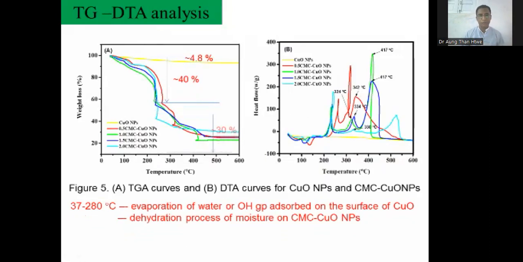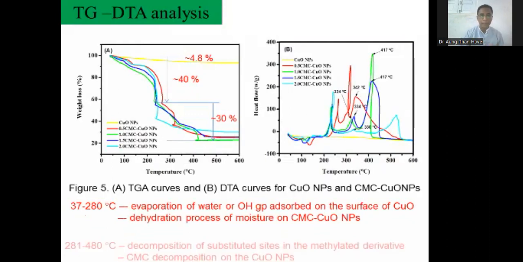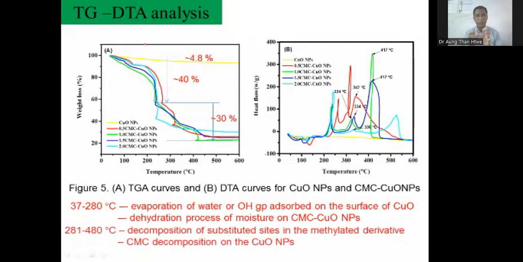The second weight loss is about 30% for all CMC, in the temperature range 281 to 480 degrees Celsius. At this temperature, a peak at 417 degrees Celsius is a strong exothermic peak and corresponds to the decomposition of cellulose and its methylated derivative, CMC, decomposition on the CuO nanoparticle.